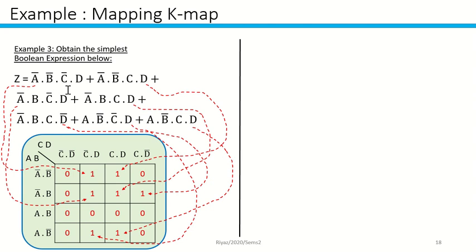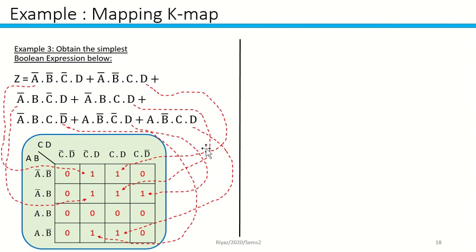So A bar, B bar, C bar, D. We just take it out over here and put it over here. So A bar, B bar, C bar, D, you get a 1 over here. The second one, A bar, B bar, C, D. So you just follow the trail. You have A bar, B bar, C, and D, so you have 1 over here. The third one, A bar, B, C bar, D, and the fourth one, A bar, B, C, and D.